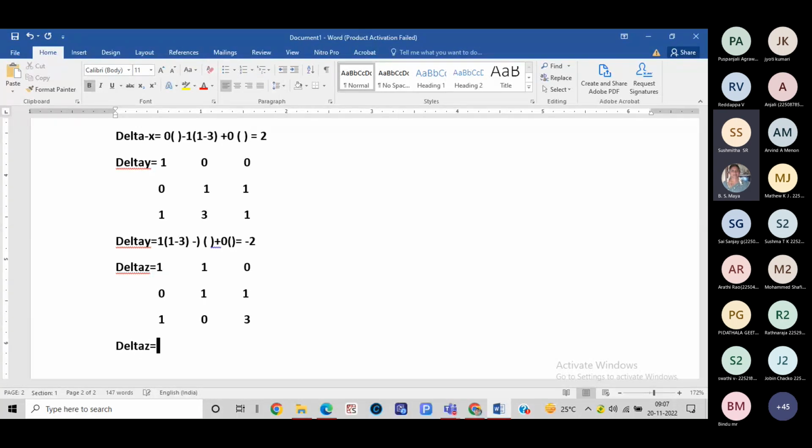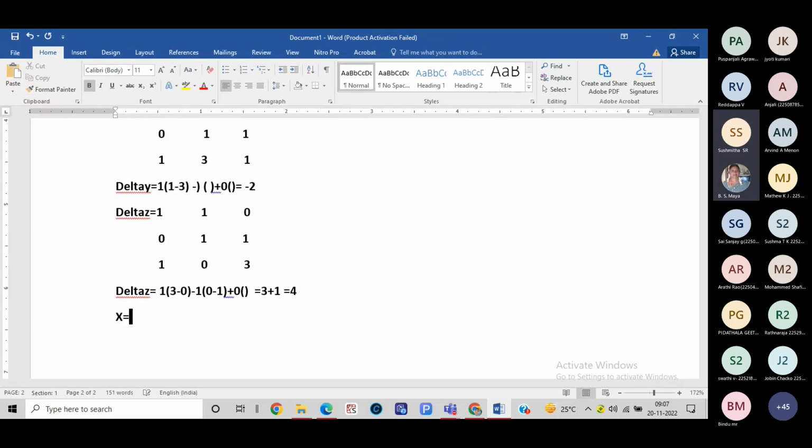Delta z is equal to 1 into 3 ones are 3, 3 minus 0, minus 1 into 1, minus 0, 1. 0 minus 1, minus 1. The 0 component is left out. Both are 3. Minus into minus plus 1. 4, right? Now we have got delta x, delta y, delta z. What is the next step?